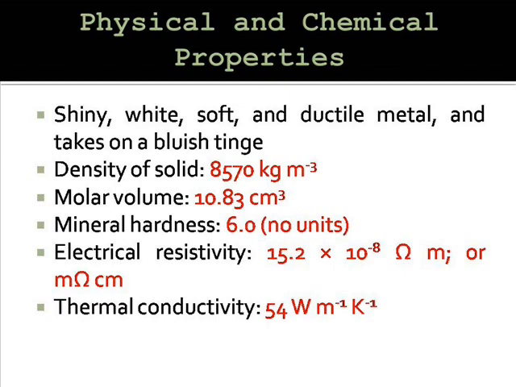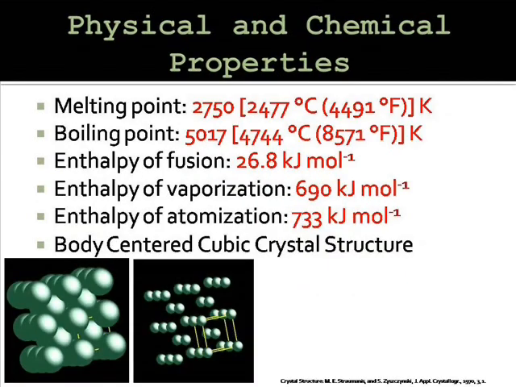Its density is 8,570 kilograms per cubic meter. The molar volume of niobium is 10.83 cubic centimeters per mole. Other properties include its metal hardness, electrical resistivity, and thermal conductivity. Its melting point is around 2,477 degrees Celsius, while its boiling point is around 4,744 degrees Celsius.